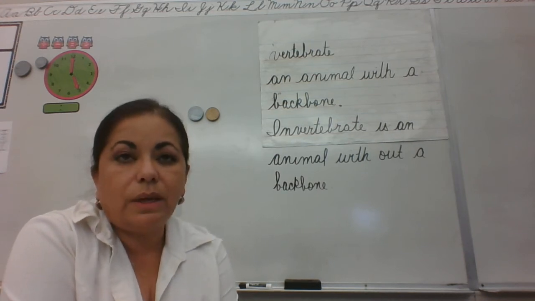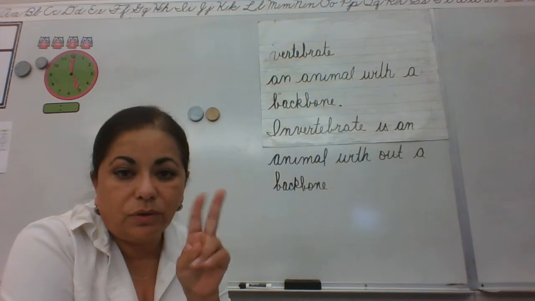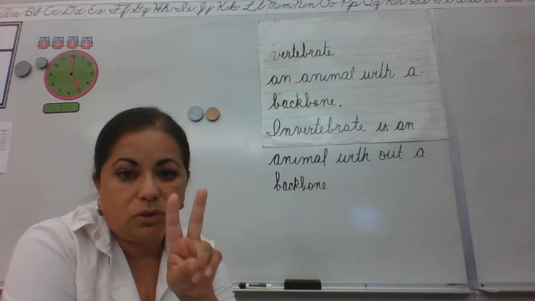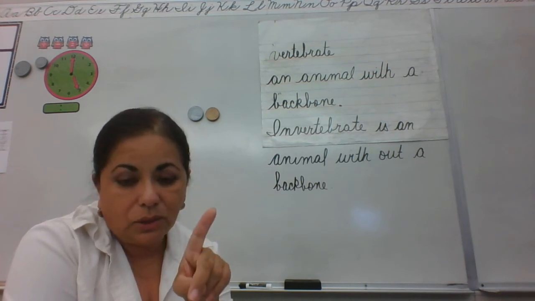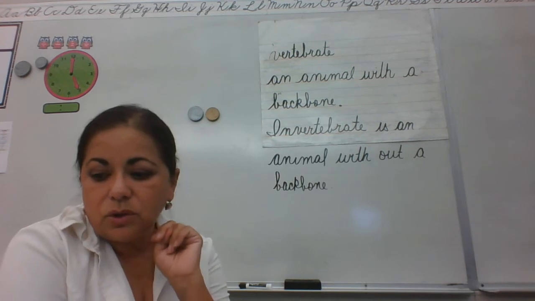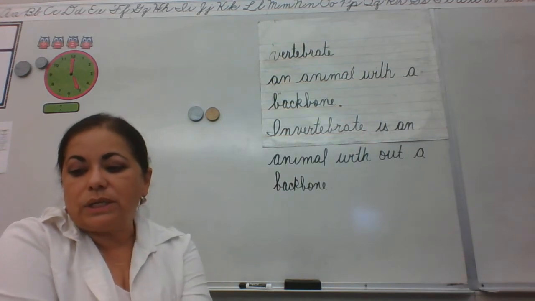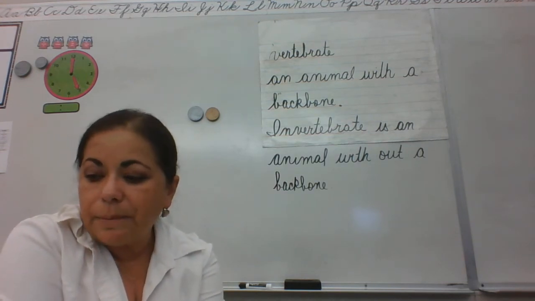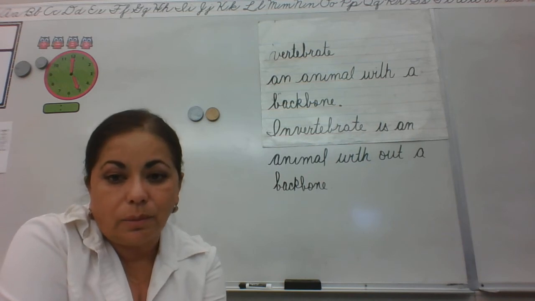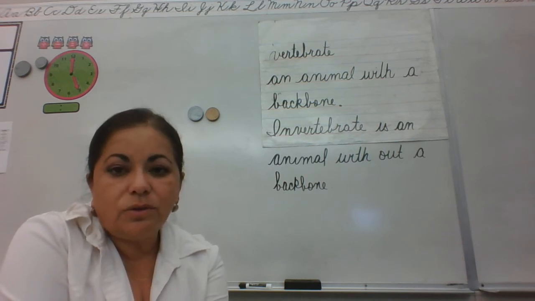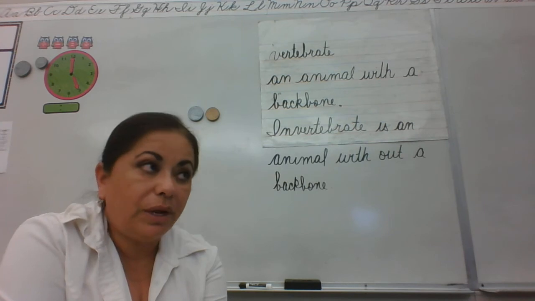The second one was they must eat one of 2 things. All animals only eat 2 things. They eat either plants or other animals. So number 2, the answer is they must eat plants or other animals. There's no such thing as eating air. We don't live off air.